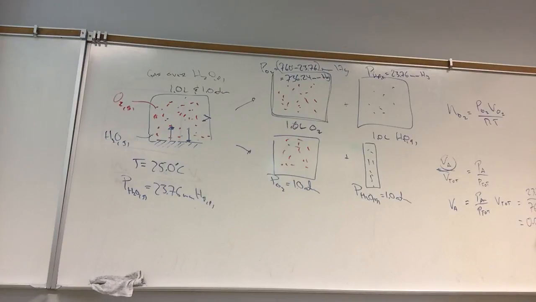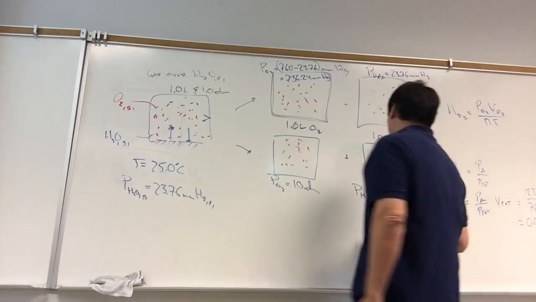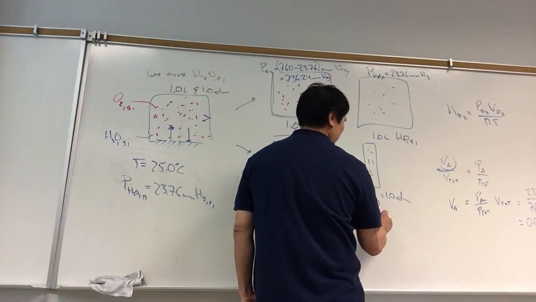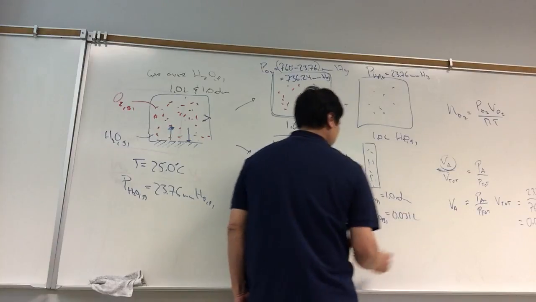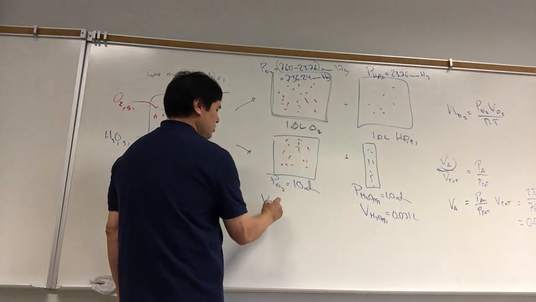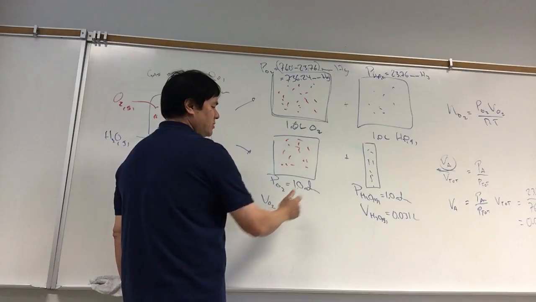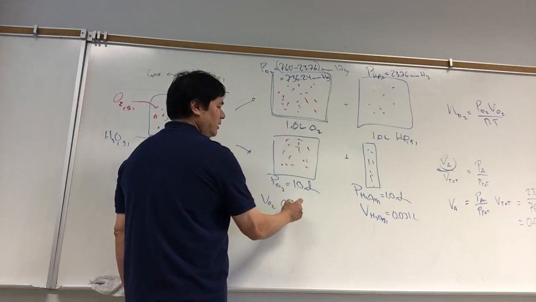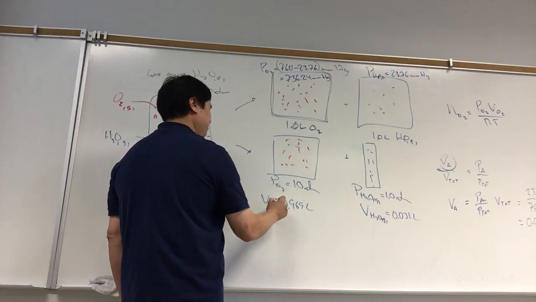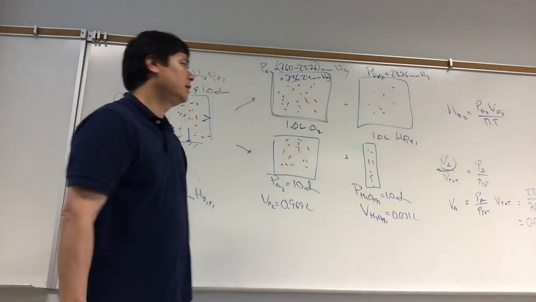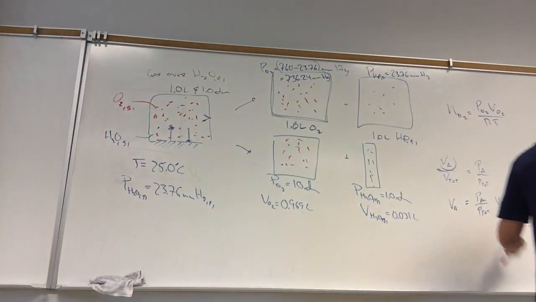0.031 liters. So the volume of the H2O gas is quite small at 0.031 liters. And that means the volume of O2 is the remainder, so it's 1 minus that, and so it should be 0.969 liters. Right? In other words, we could have done a second calculation.